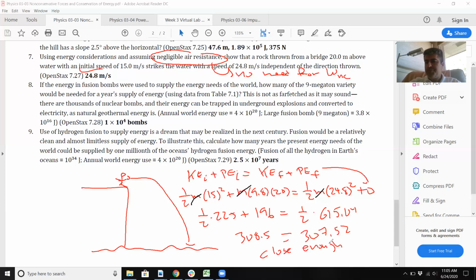So that proves it. My guess is they may have rounded some things a little too soon, but you're close enough. So that's how you would go about number 7. Or I would just ask, find me the final velocity. Then solve for this over here, and you should get something close to 24.8. So hopefully that makes sense.